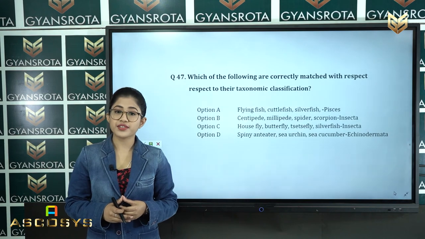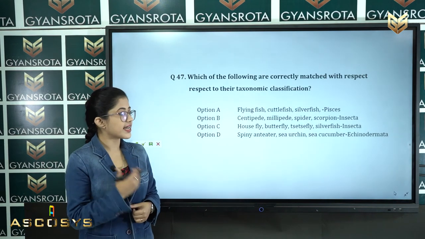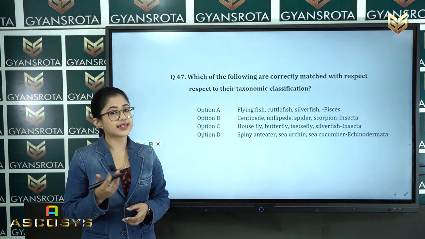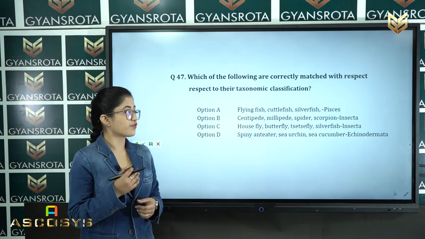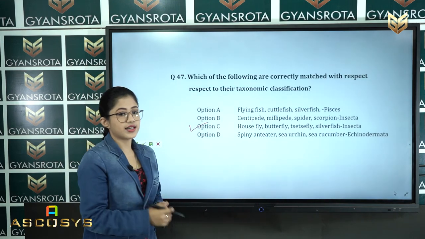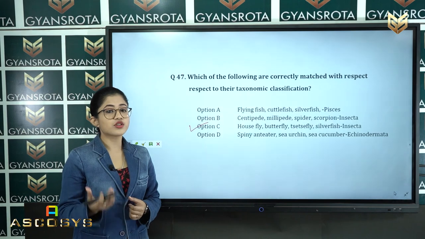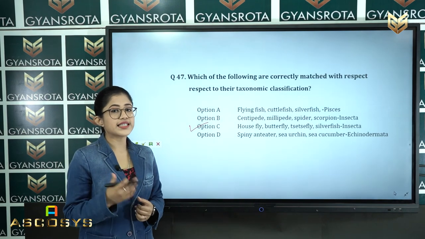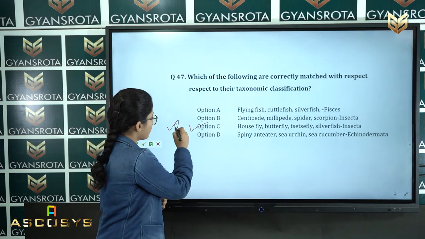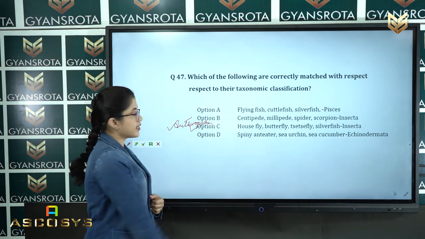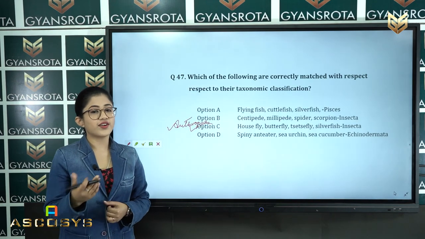Student, this is from the chapter Animal Kingdom. So what is the correct answer among this? You have to select the correctly matched one with respect to their taxonomic classification. So from these four options, option number C is the correct answer. In option number C, it is written that housefly, butterfly, tsetsefly and silverfish, they all belong to insecta, that means arthropoda. So that is the correct answer for this question. Now let's see the next question, that is question number 48.